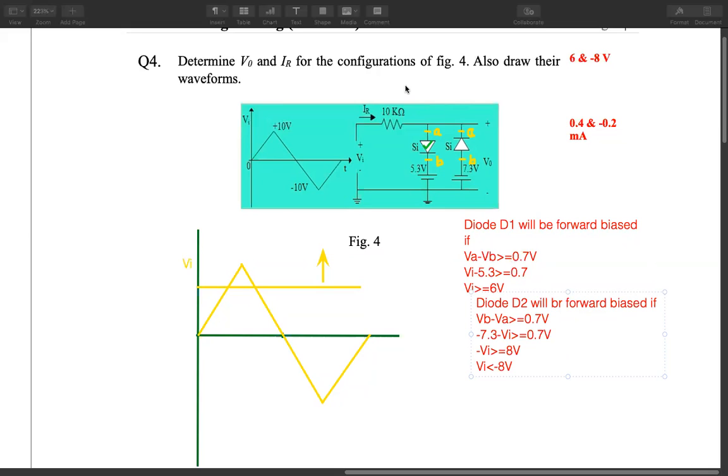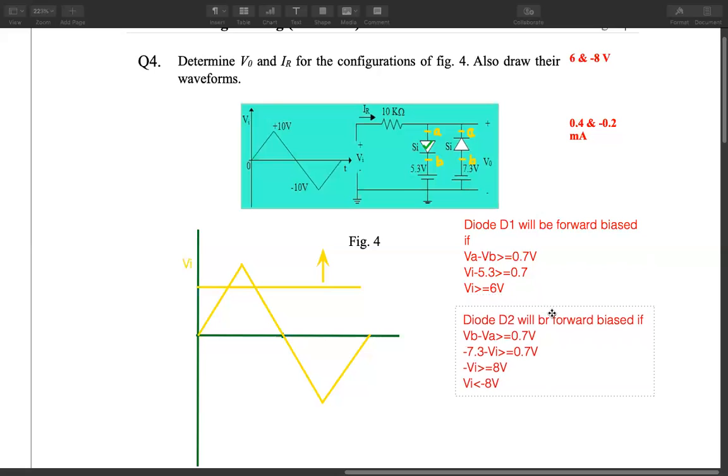Okay, any problem in deriving this equation? So your diode D1 will be forward biased if VI is greater than or equal to 6 volt, and D2 will be forward biased if VI is less than minus 8 volt. Now remember the inequality signs: if it is greater than or equal to and you are changing it, then we will not consider the equal to sign, so it will be less than minus 8 volt. Okay, so draw the equivalent of minus 8 volt in this circuit.